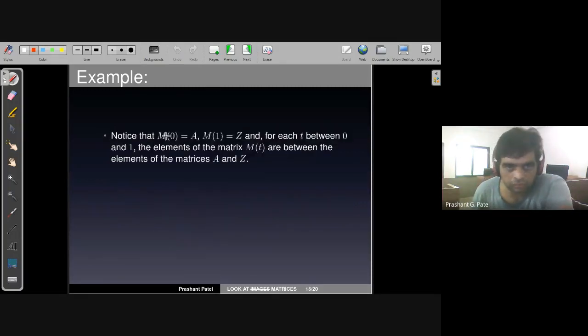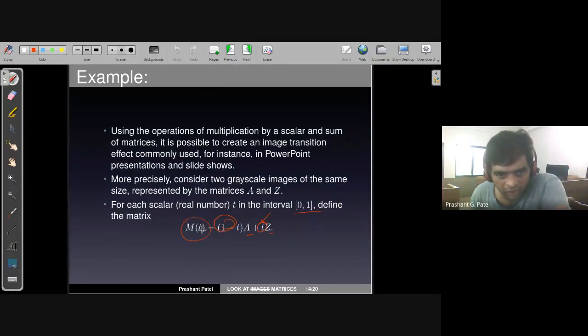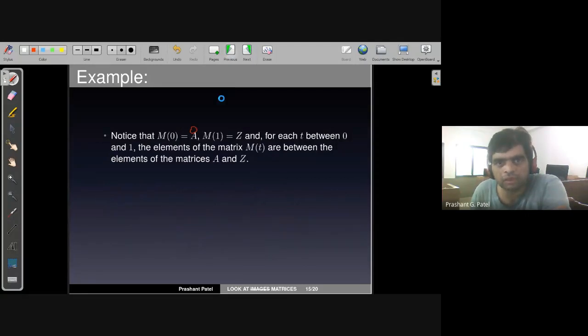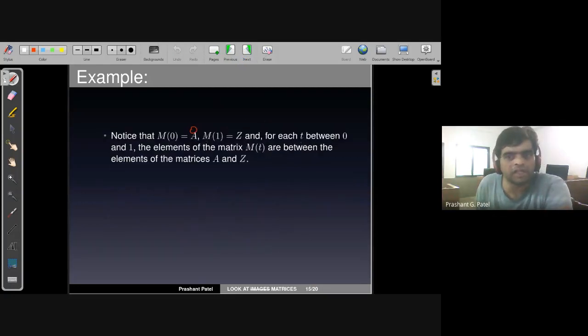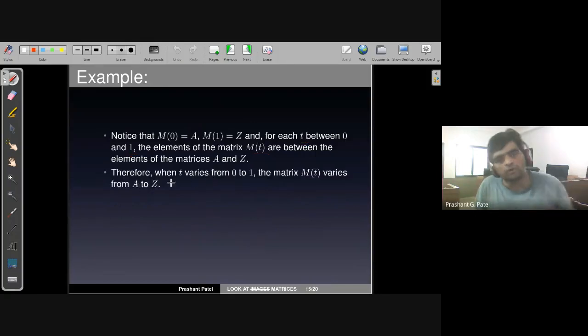So M of 0: if I put t equal to 0 here, that gives me the image A, and if I put t equal to 1 here, it gives me the image Z, since 1 minus 1 is 0. And for t between 0 and 1, the elements of Mt are between the elements of A and Z. Therefore, when t rises from 0 to 1, Mt varies from A to Z. Okay, let us see this.